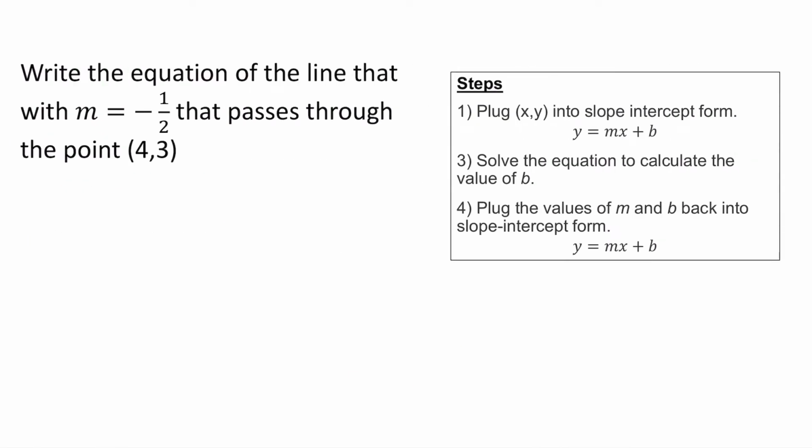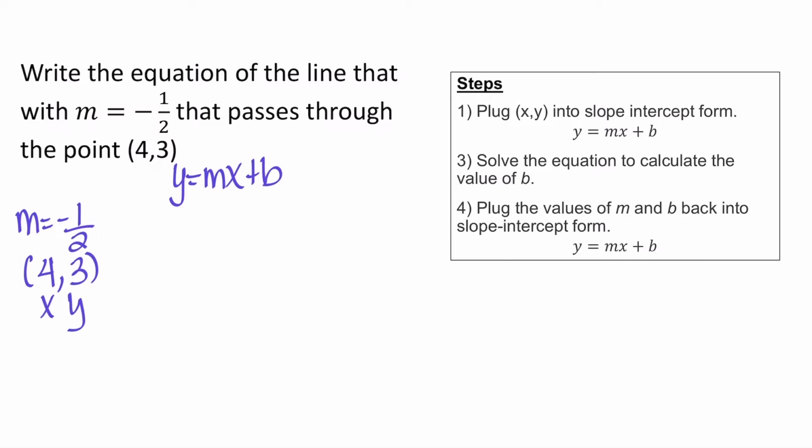So now let's write the equation of the line that has m equals negative 1/2 and passes through the point (4, 3). Once again, I'm going to go back to y equals mx plus b. I have m equals negative 1/2, and I have the point (4, 3), which is my x and y value. So I get 3 equals negative 1/2 times 4 plus b. That's 4 over 1, and when I multiply fractions, I can reduce. 2 goes into 2 once, and 2 goes into 4 twice. Negative 1 times 2 is negative 2, and I have negative 2 plus b.